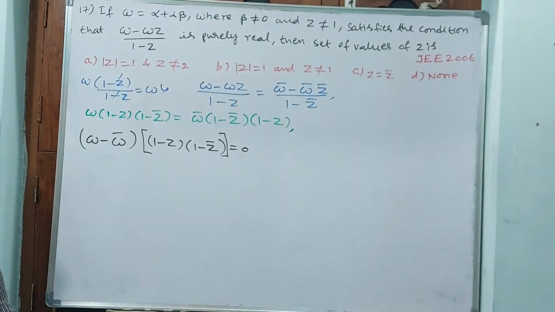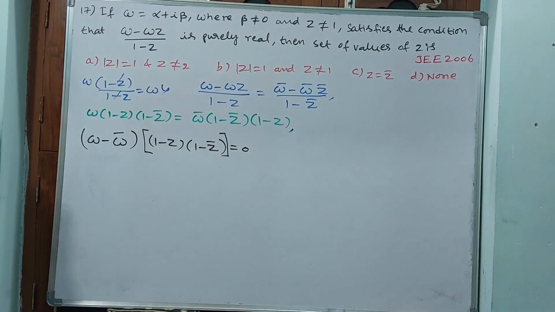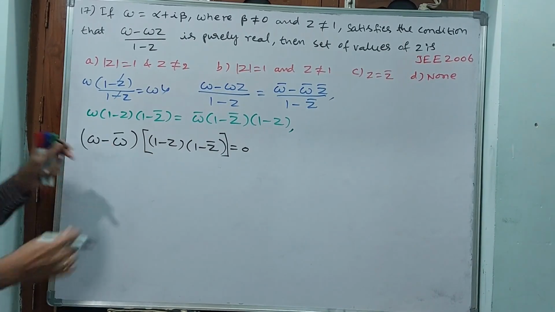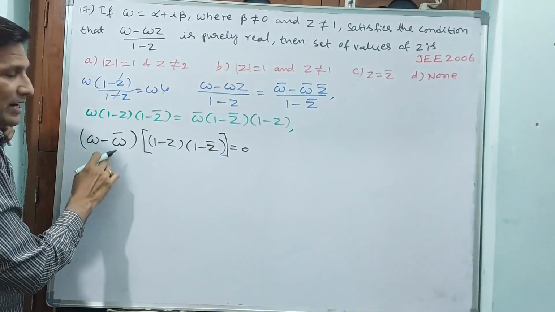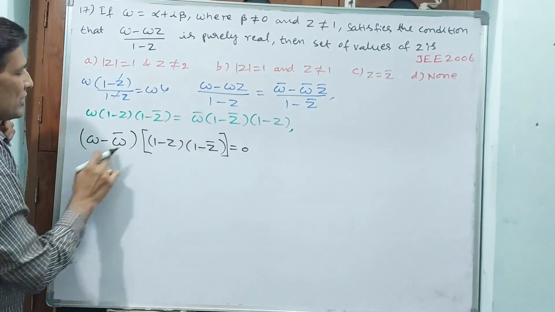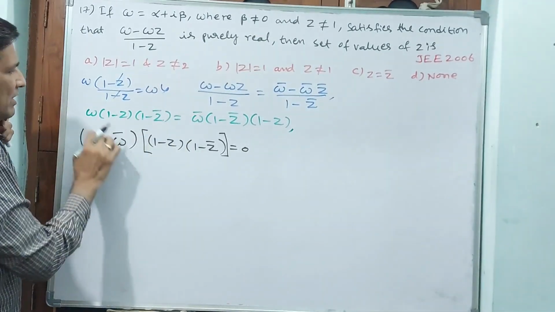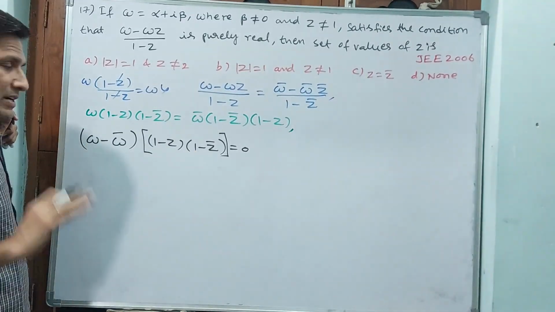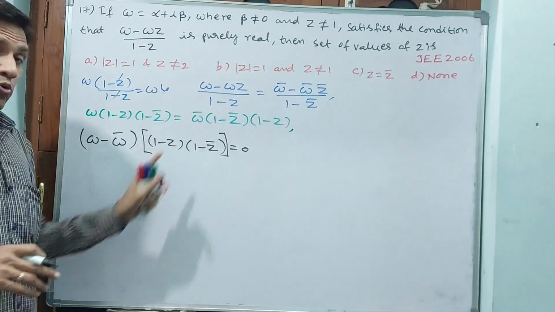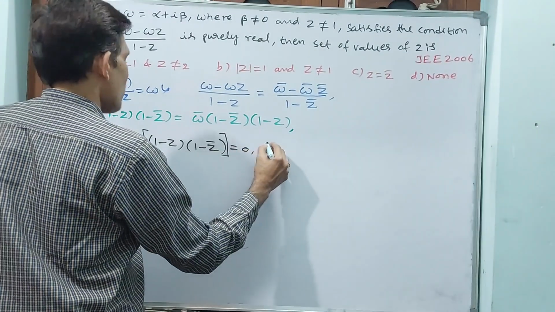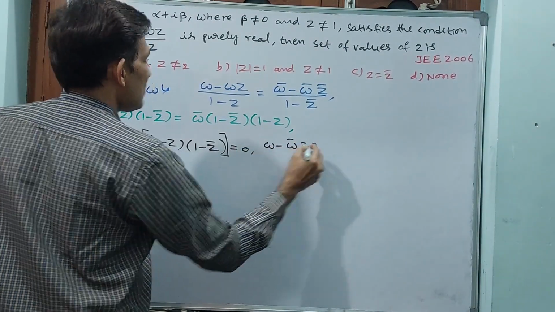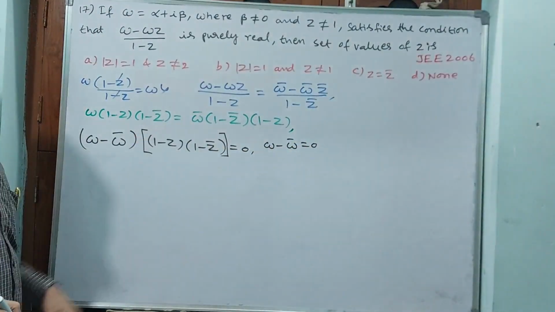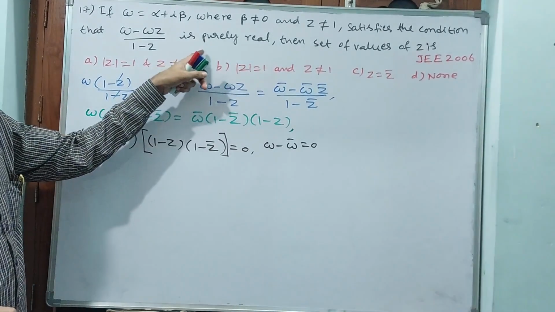Is it okay? Definitely. Why? Because here it is plus, but when it comes to this side, omega conjugate automatically becomes negative. Both have this common factor, that is why I have taken it in this way. Now you see, two things can occur. The first is omega minus omega bar equal to 0. Is it correct? No. Why? Because observe carefully here.